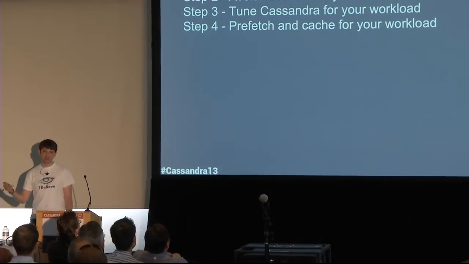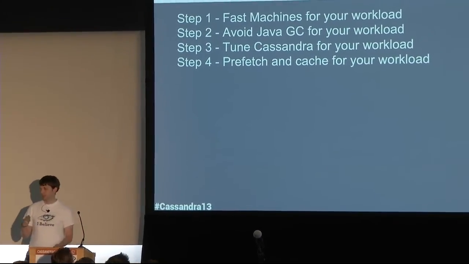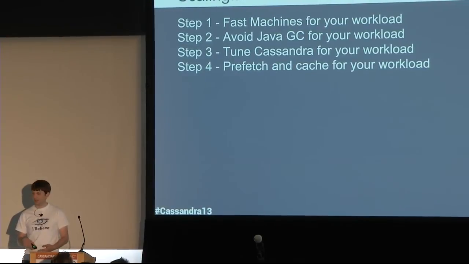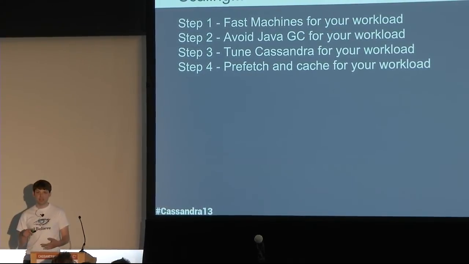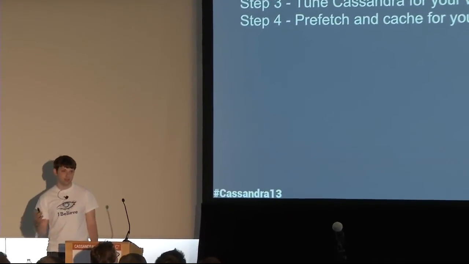So for scaling, you've got to get fast machines. You have to avoid the GC pauses. You have to tune Cassandra, and you have to prefetch and cache inside of your application. But before we get there, you can't fix what you can't measure. So we use Riemann, which is a really great stream-based monitoring system, so you can easily push application and system-level metrics. Cassandra has a plugin for this. Currently, we push about 6,000 metrics per second into a single Riemann instance.